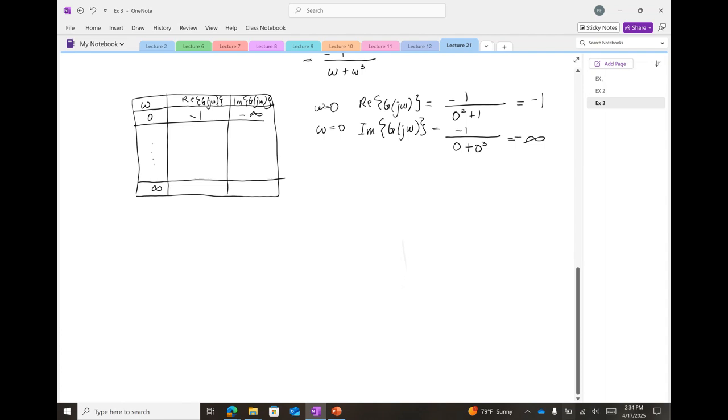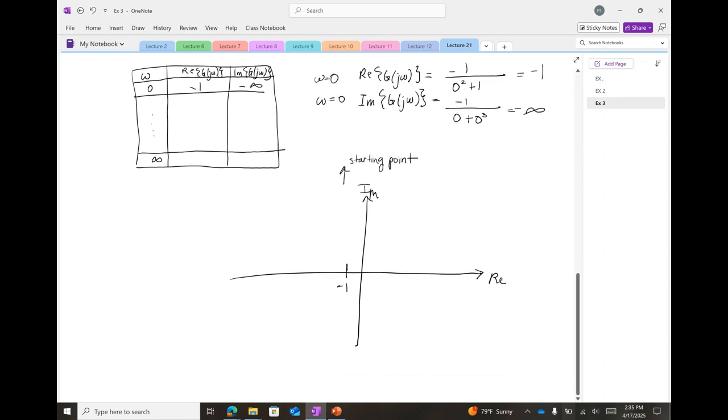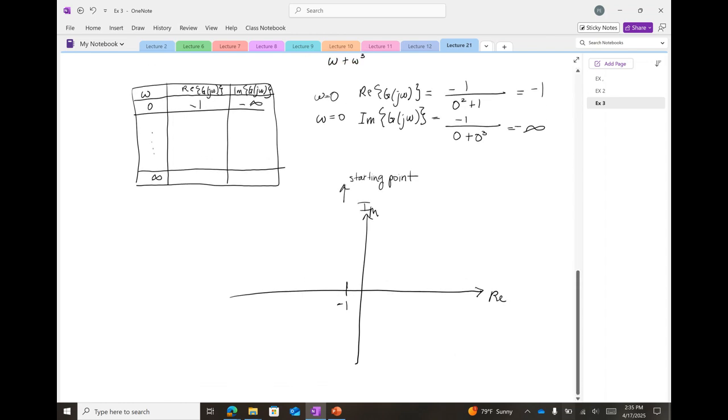So if we start to make our Nyquist plot, we have the real part, we have the imaginary part. So we start at the real part of negative 1, and then the imaginary part is going off towards infinity. Okay, so this is our starting point. Kind of an odd starting point, but that's okay.